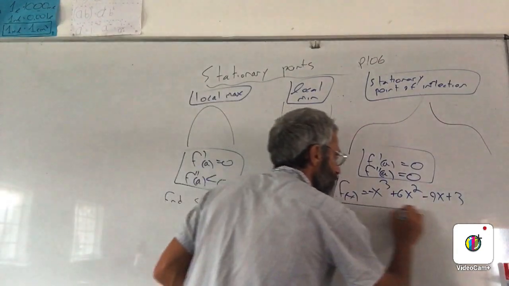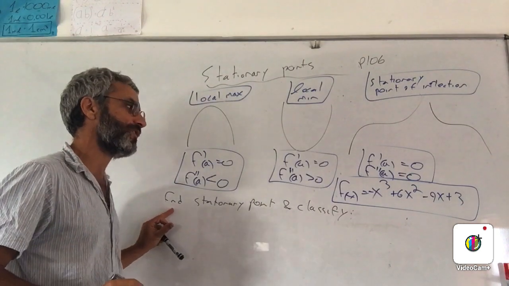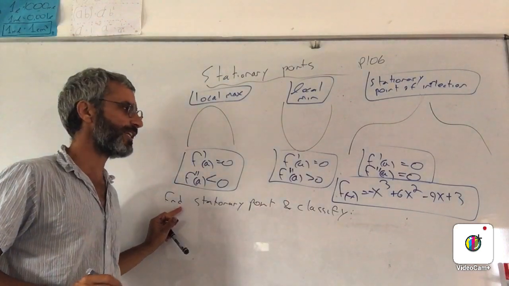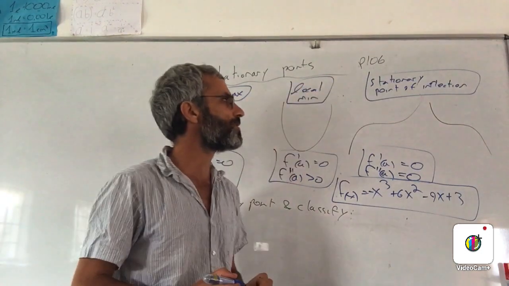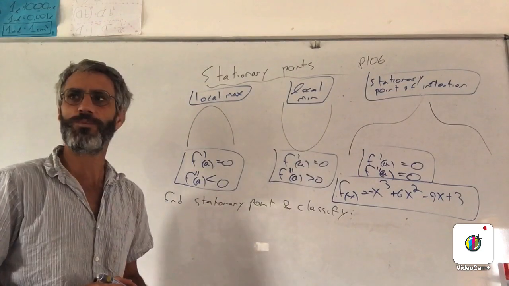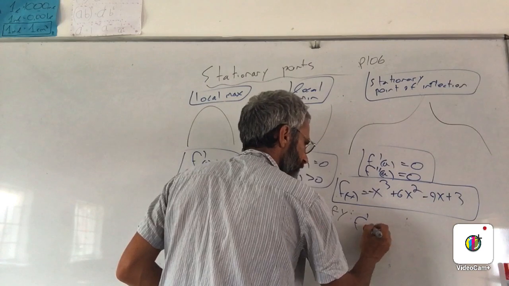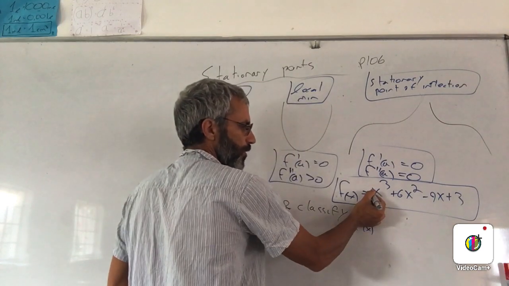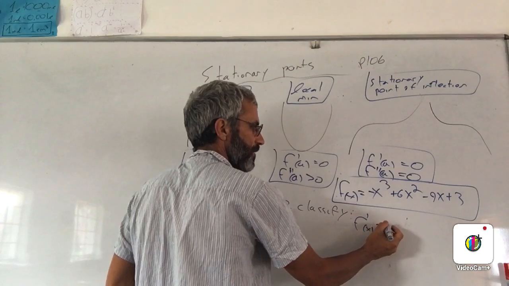So they give us this function, and what I want us to do is find the stationary points, and then classify them. Is it the local maximum, local minimum, or is it the stationary point of inflection? So what is the first thing we should do? Find the derivative, okay? And remember, find the derivative just for any x. I'll let you help me this time. What will be the first derivative?